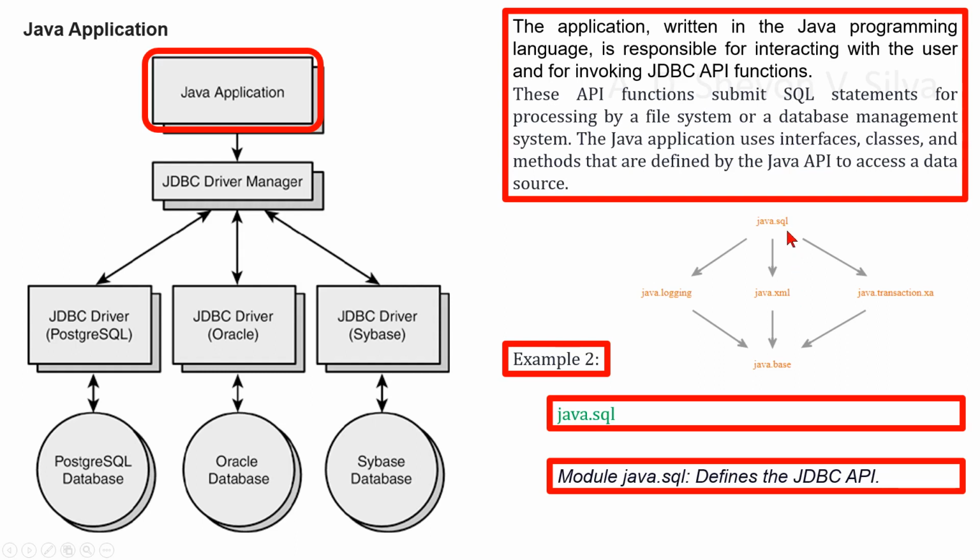So the java.sql module requires the java.logging module, which defines the Java logging API, and the java.sql module requires the java.xml module, which defines the Java API for XML processing, JAXP, the streaming API for XML, StAX, the simple API for XML, SAX, and the W3C Document Object Model, DOM API.